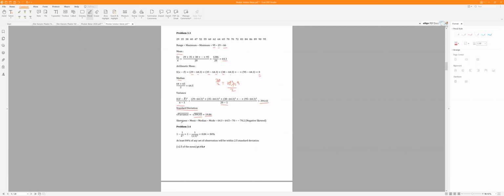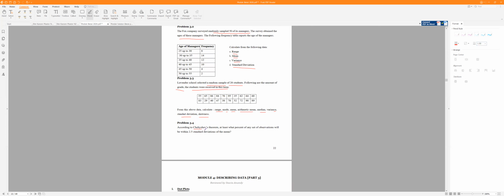And skewness is mean minus median minus mode. All right, this is the formula. So remember this formula too, if it pops out suddenly during the exam, that is mean minus median minus mode. Okay. And then you get negative 70.2. So this is negatively skewed, as shown by this negative symbol. Right, so problem 3.4, last one.